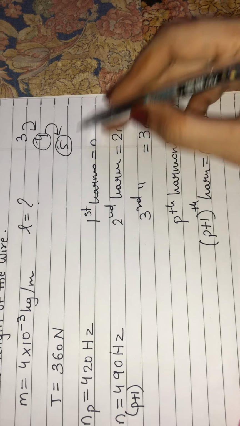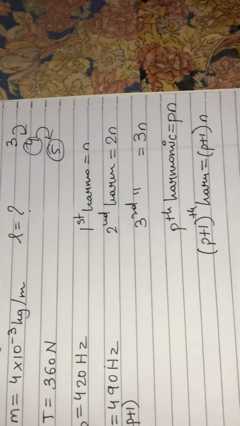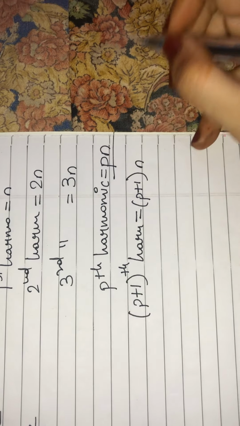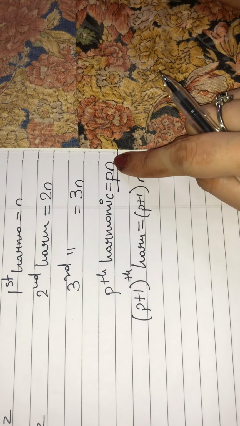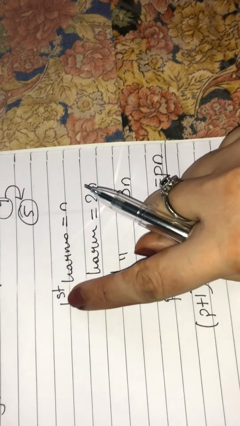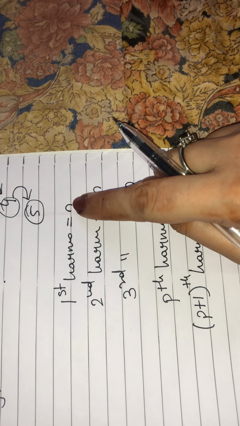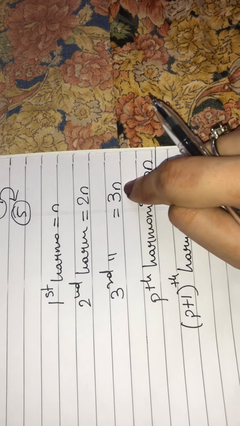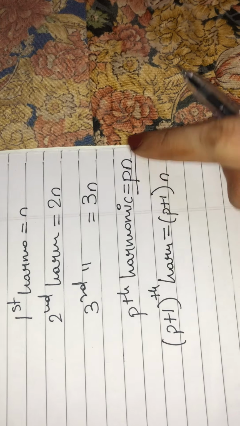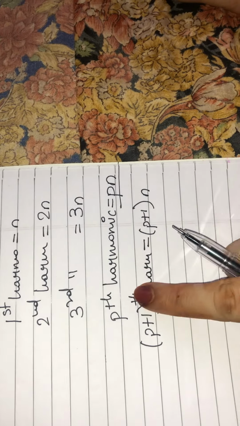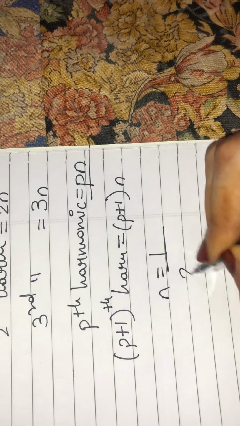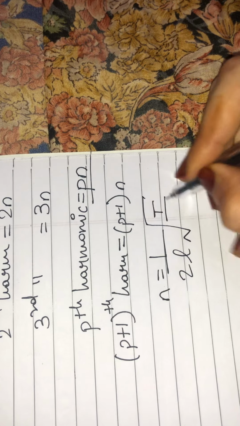According to the formula for vibration produced in a stretched string, for the pth harmonic it is p into n. How is that derived? For the first harmonic the derived formula is n, for the second harmonic 2n, for the third harmonic 3n. So for the pth harmonic it will be pn, and for the p plus 1th harmonic it will be (p plus 1)n. And n is the fundamental frequency, that is 1 upon 2l times the square root of T upon m. Hope you understood.